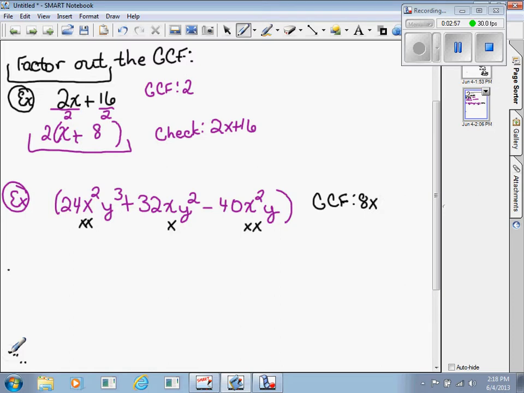Now look at the y's. We have a y to the third, we have a y squared, and we have a y. Again, we're looking for something that is in all three of our terms. Well, there's a y in all three. So that's part of our greatest common factor. Our GCF here is 8xy. Now that it has been identified, we can factor out that greatest common factor.